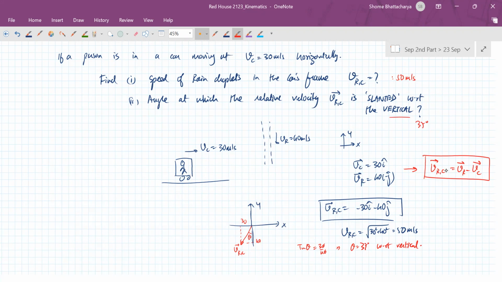Okay. Now see, the same thing we can also do by the geometrical method, which I'll show you.